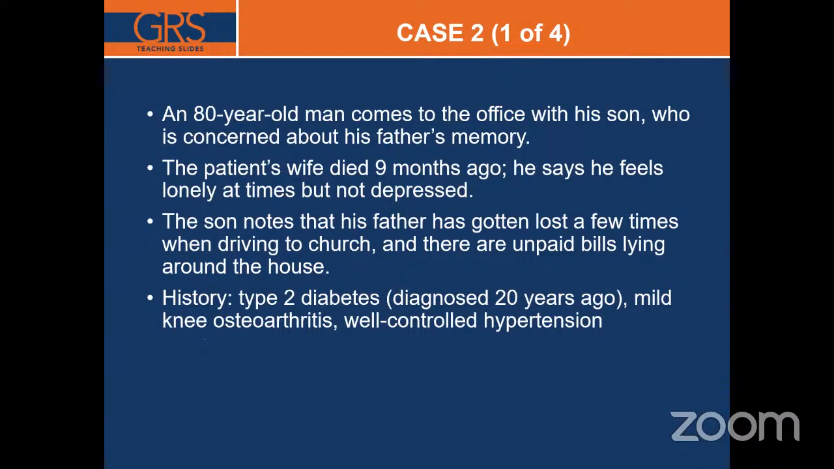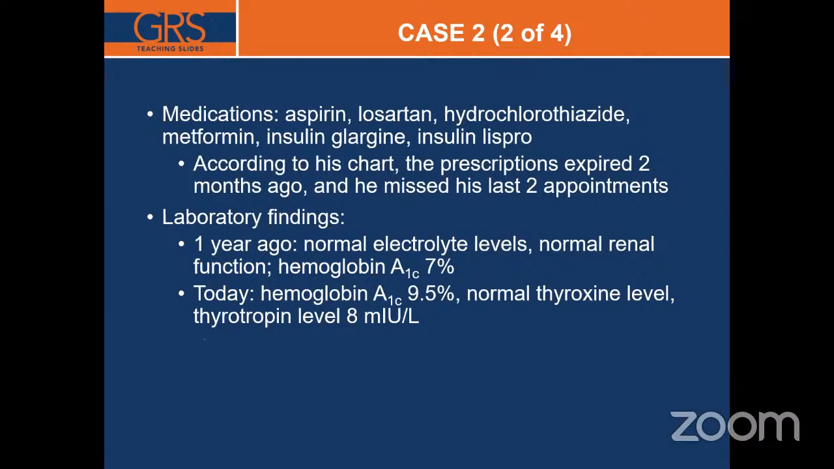History shows type 2 diabetes, diagnosed 20 years ago, mild knee osteoarthritis, well-controlled hypertension, and his medication list includes aspirin, losartan, hydrochlorothiazide, metformin, insulin glargine, insulin lispro. According to his chart, the prescriptions expired 2 months ago and he missed his last 2 appointments. The lab findings 1 year ago showed a normal electrolyte level, normal renal function, and hemoglobin A1c 7%. Today, his hemoglobin A1c is 9.5%. He has a normal thyroxine level and thyrotropin level is 8.